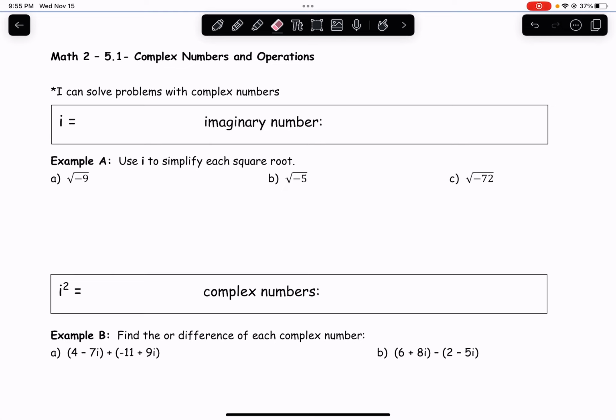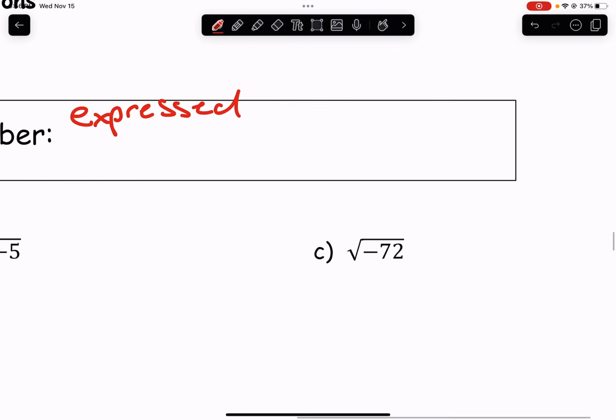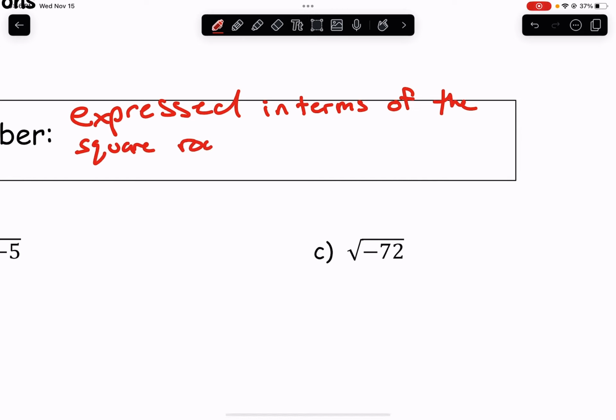So kind of the way we combat this is we define the square root of -1 as i. So whenever you have a square root of a -1, you can simplify it to i when you evaluate the square root of -1. All right. So an imaginary number is a number that is expressed in terms of the square root of a negative number.